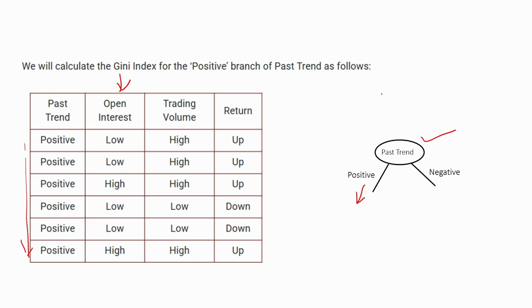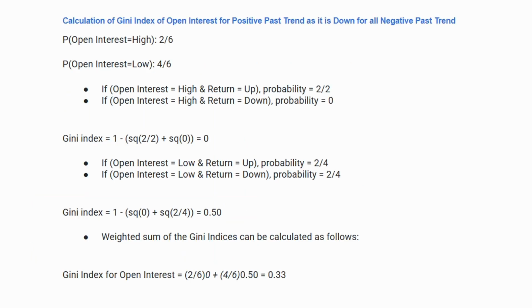Next, the first feature we are going to consider is open interest. How many entries are there? 1, 2, 3, 4, 5, 6. So in total there are 6 rows. Out of that, open interest has two options, low and high. Out of 6, 2 are high and 4 are low. So the probability for open interest high is 2 divided by 6, and for open interest low the probability is 4 divided by 6.